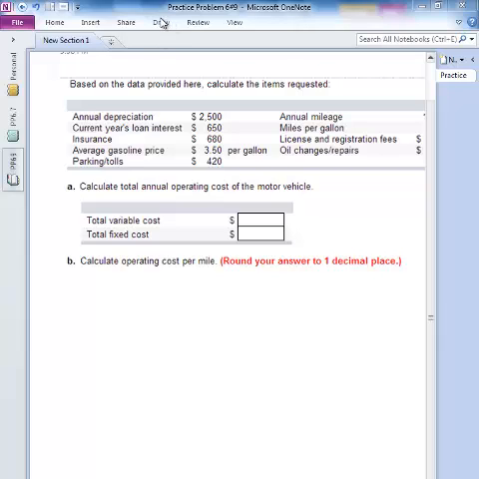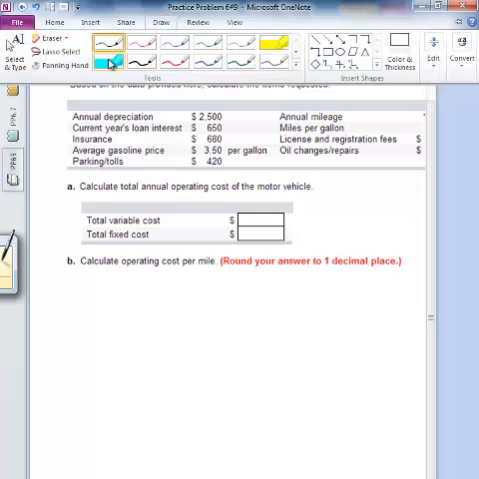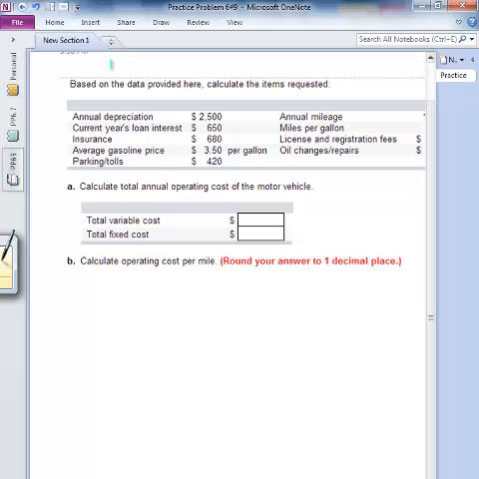So I'm going to try and organize my table into fixed versus variable. First, depreciation will be a fixed cost. That will happen every year. The current year's loan interest is a fixed cost. Insurance is a fixed cost. Average gasoline price will be a variable cost, and it's per gallon, so we're going to need that later. Parking and tolls, $420, is a variable cost. Annual mileage will go into paying for gas, which will go as a variable cost.